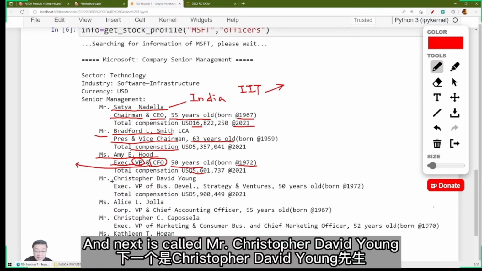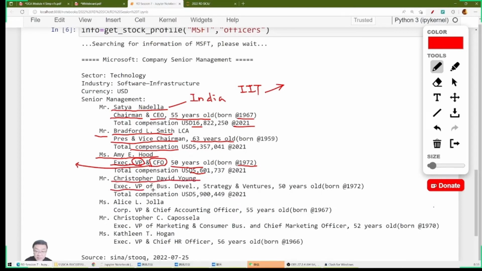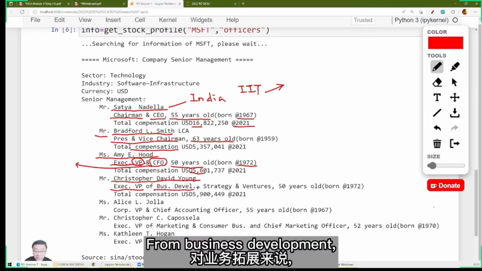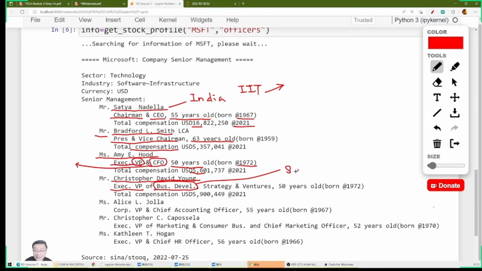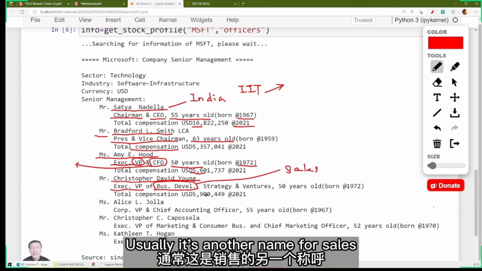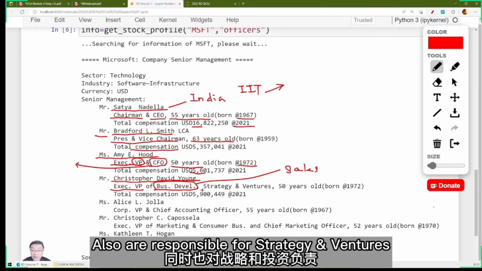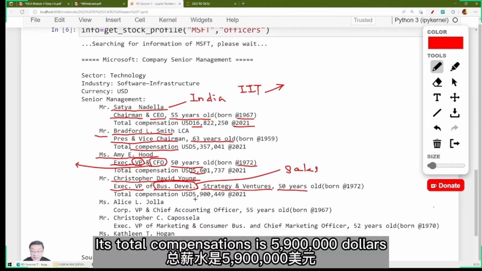And next is called Mr. Christopher David Young. His role is Executive VP and Business Development. Okay. From business development, what do you know about that? It's sales. Business development is usually another name for sales. Also responsible for strategy and ventures. Only 50 years old. His total compensation is $5.9 million.